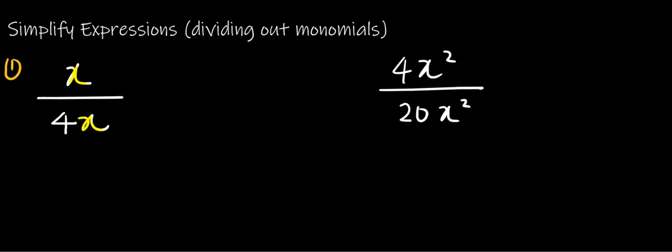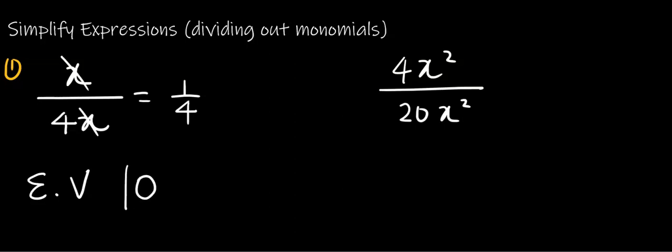The common denominator is x, so we can divide out this common factor. We have 1 over 4. Now we're going to check, do we have an excluded value? An excluded value is one that, when you plug it in, will make your denominator become 0. So we're going to say this excluded value is 0.